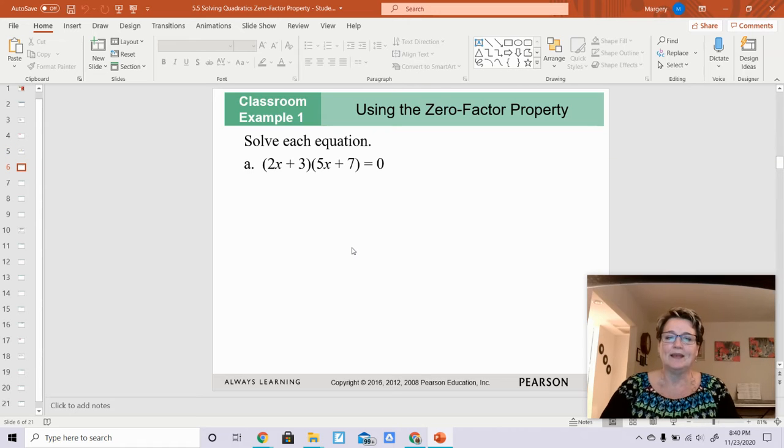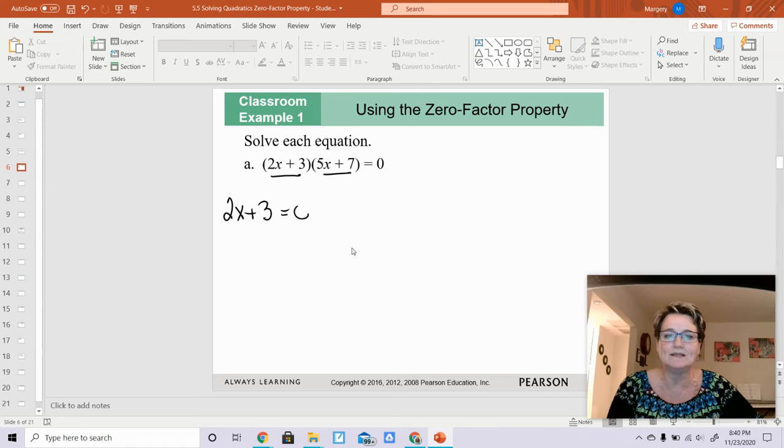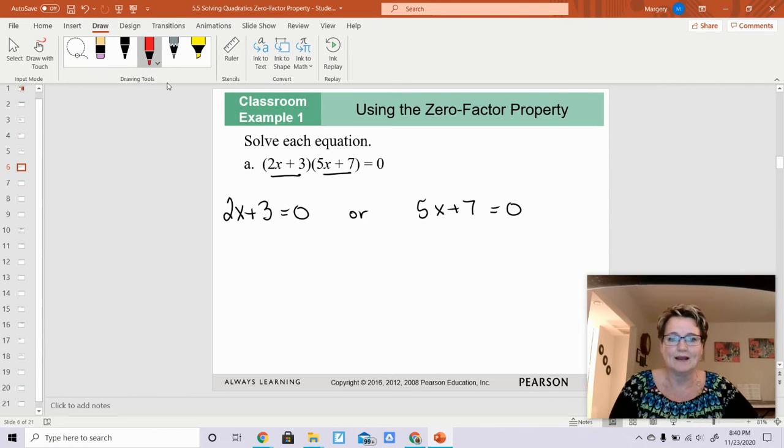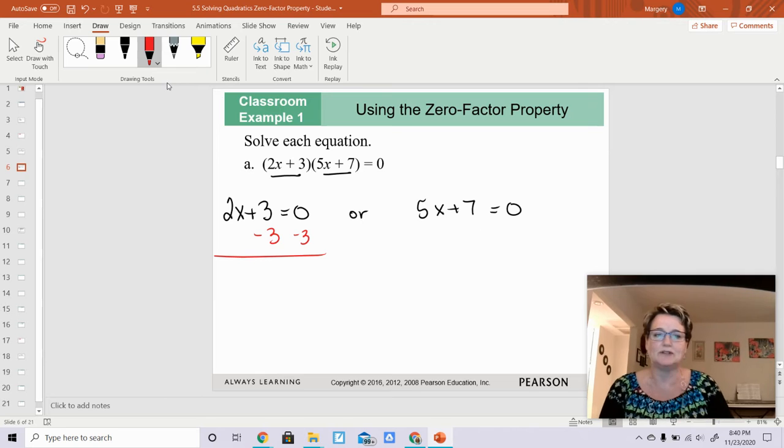First of all, if you are to solve a quadratic equation and it's already been factored for you, all you need to do is set each one of these equal to 0. So 2x plus 3 equals 0, or 5x plus 7 equals 0. And at this point, you need to solve for x. So I'm going to use red. I'm going to minus 3 from both sides. And this tells you that you have two answers. When you have a quadratic equation, you normally have two answers.